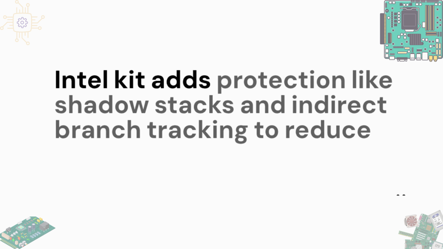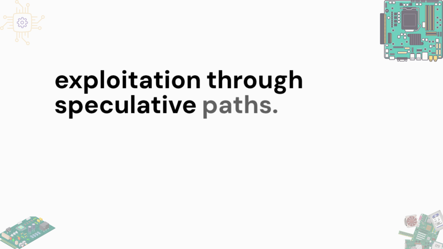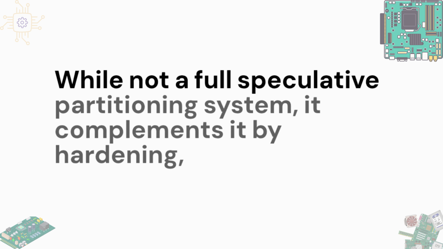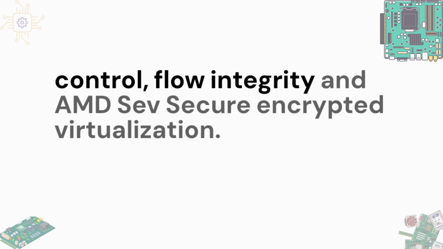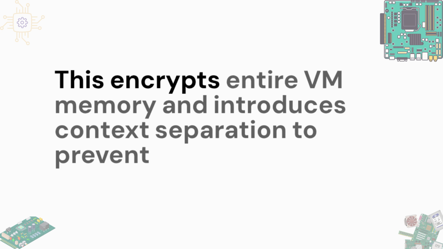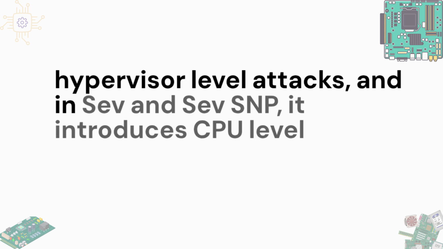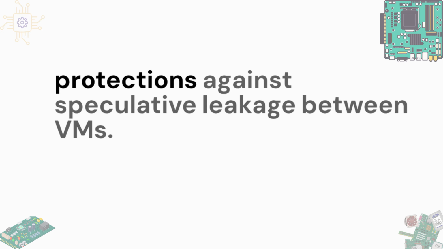Intel CET adds protection like shadow stacks and indirect branch tracking to reduce exploitation through speculative paths. While not a full speculative partitioning system, it complements it by hardening control flow integrity. And AMD SEV, Secure Encrypted Virtualization. This encrypts entire VM memory and introduces context separation to prevent hypervisor-level attacks, and in SEV-ES and SEV-SNP, it introduces CPU-level protections against speculative leakage between VMs.